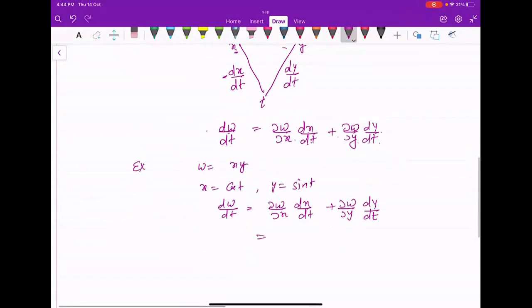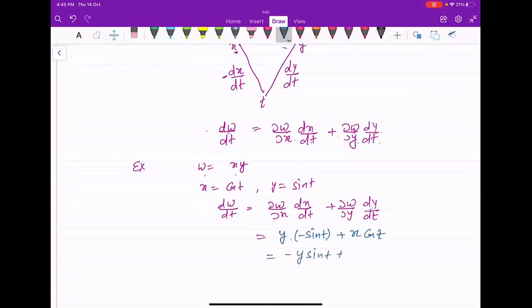So del w over del x is what? Del w by del x is y, dx by dt is minus sin t, plus del w over del y, it is x, and dy by dt is cos t. So minus y sin t plus x cos t. This is dw by dt. One more example we can do here.